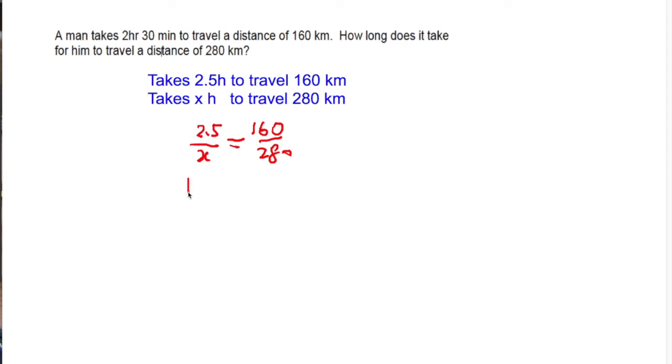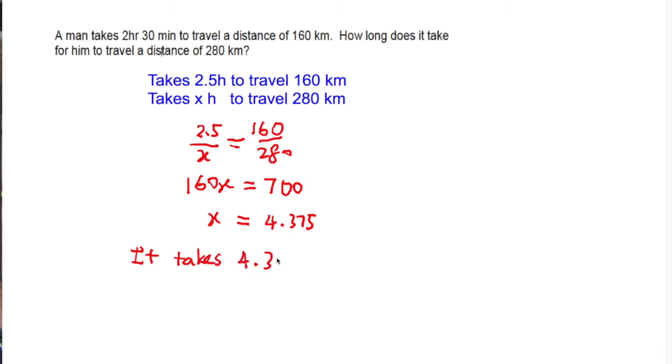And once we cross multiply, and solve for X, it is 4.375. Again, we finish off with a statement. It takes 4.375 hours to travel 280 km.